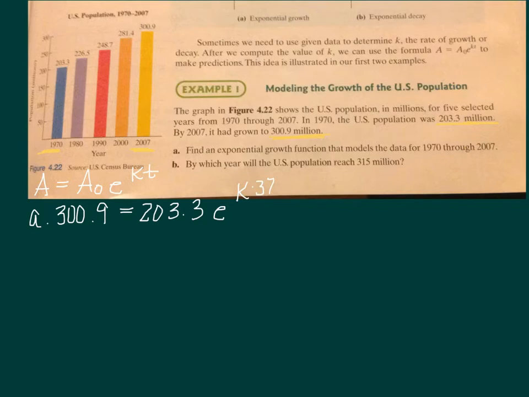So first, to have a growth model, you have to have your original amount and your rate. That's all you really need. Everything else helps you to solve the problem. So we need to find k. So the first thing we would do is divide both sides by 203.3. I'm sorry, I didn't mean to cross that out. You can leave it as a decimal, or you can leave it as a fraction.